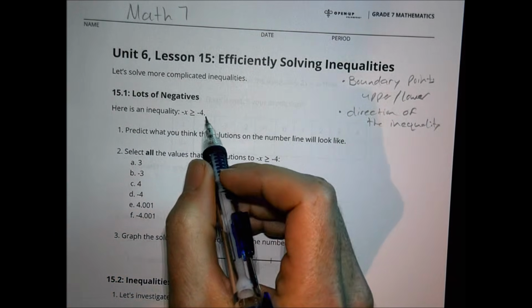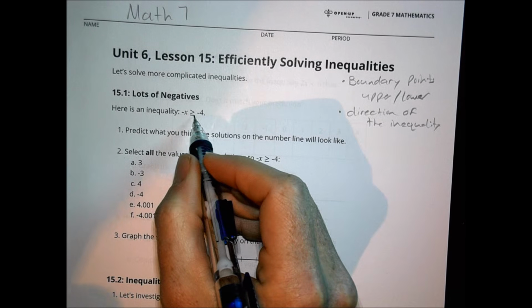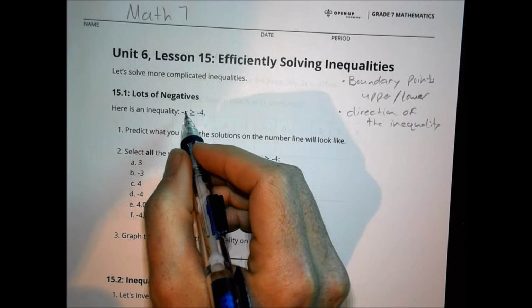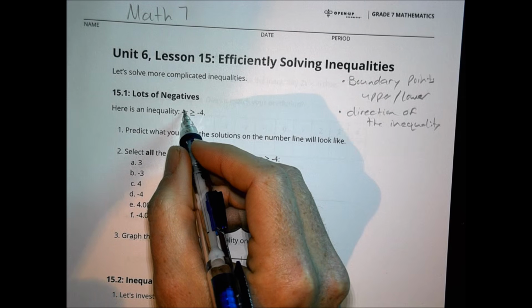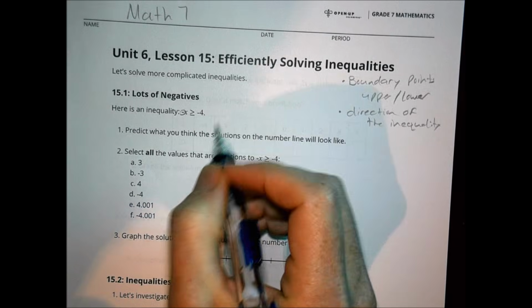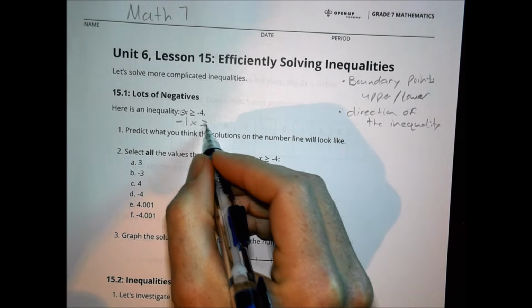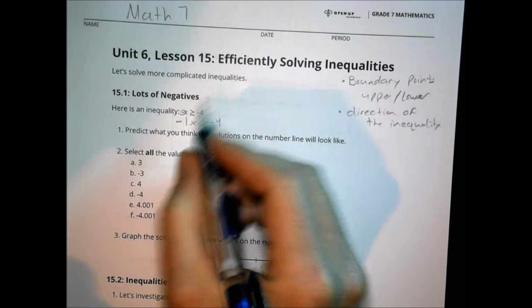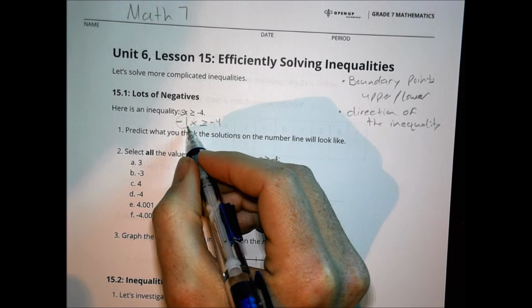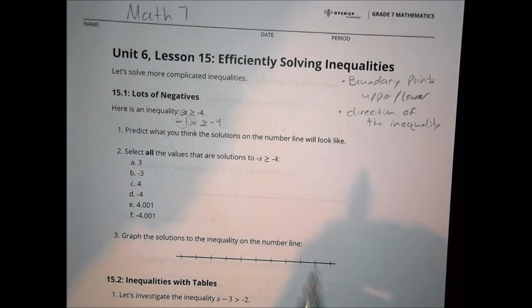So let's take a look at the first one here as an example. It says negative x is greater than or equal to negative 4. One of the first things you notice is that we have a negative coefficient, a negative in front of that variable. You could rewrite that if you wanted to as negative 1x is greater than or equal to negative 4. It doesn't change anything, but it tells you that there's a negative coefficient in front of the variable x that is causing this to be a little different.